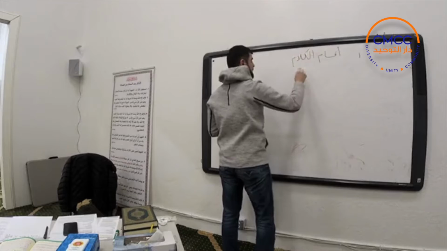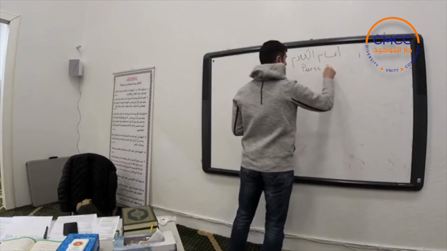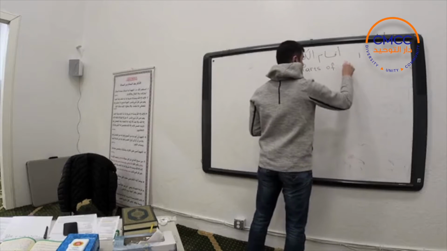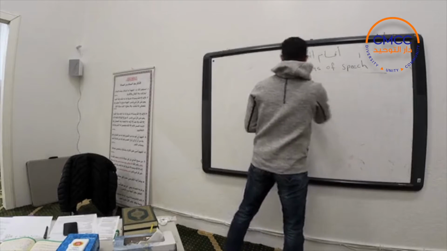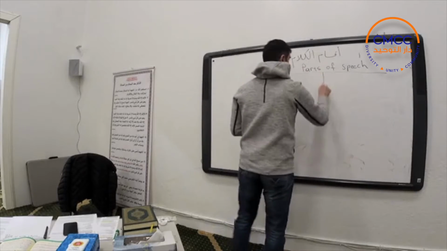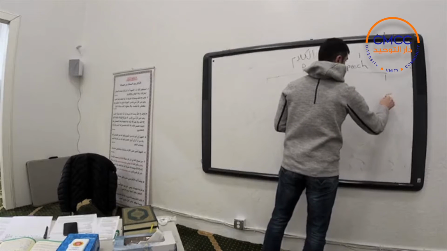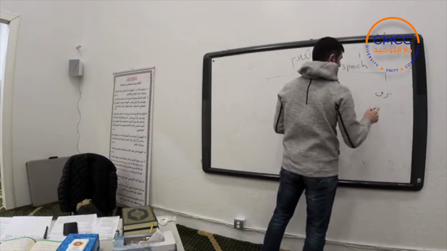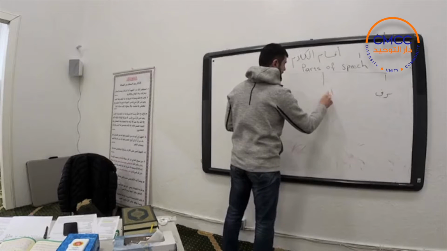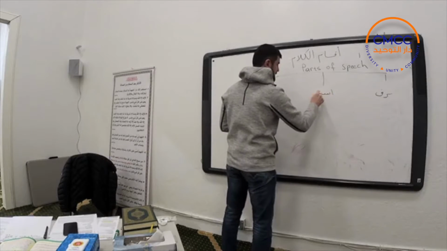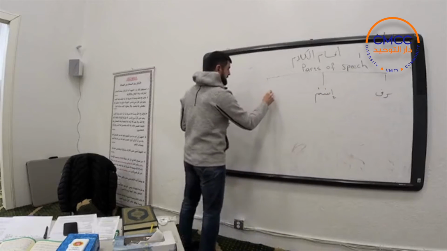أقسام الكلام, or parts of speech. Okay, and there are three. The first one is harfun, which is a particle, and the second one is ismun, and the third one is fi'lun.